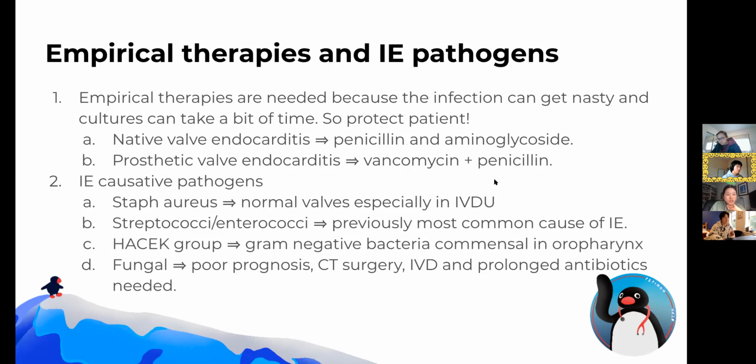So empirical therapies: if someone comes in really sick and you know they have an infection, you don't want to be like, oh, let's find out exactly what it is first. You just want to start giving them broad spectrum antibiotics to make sure they're not dying, right? Just make sure they're alive. So you give as much of the necessary coverage for antibiotics as possible.